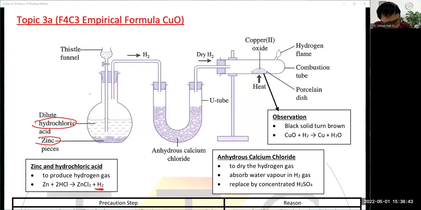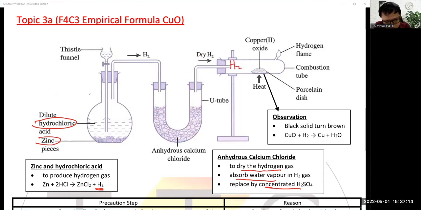So this hydrogen gas will pass through this anhydrous calcium chloride. The purpose of anhydrous calcium chloride is to dry the hydrogen gas. You absorb all the water vapor in the hydrogen gas. Sometimes, if you don't want a solid like anhydrous calcium chloride, you can replace it with a liquid like concentrated sulfuric acid. It can also absorb the water vapor. Once you pass through this drying agent, you'll get dry hydrogen gas.